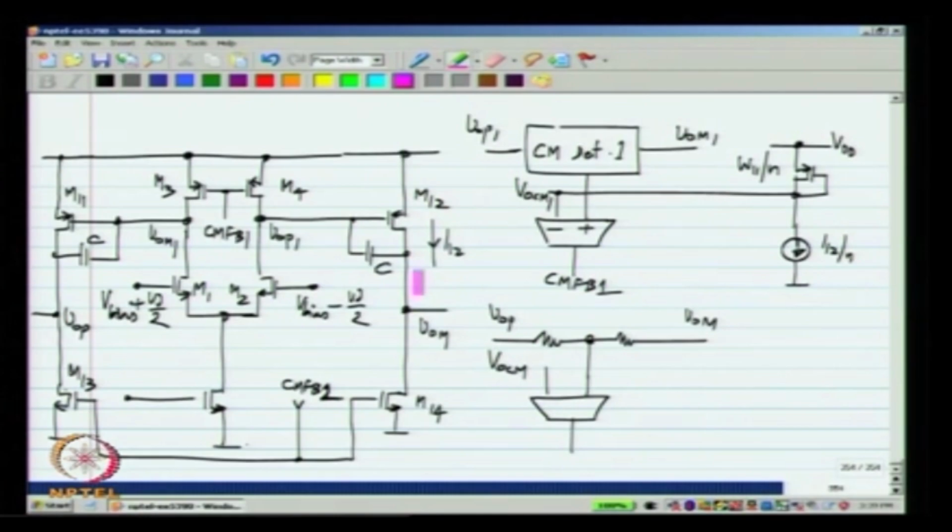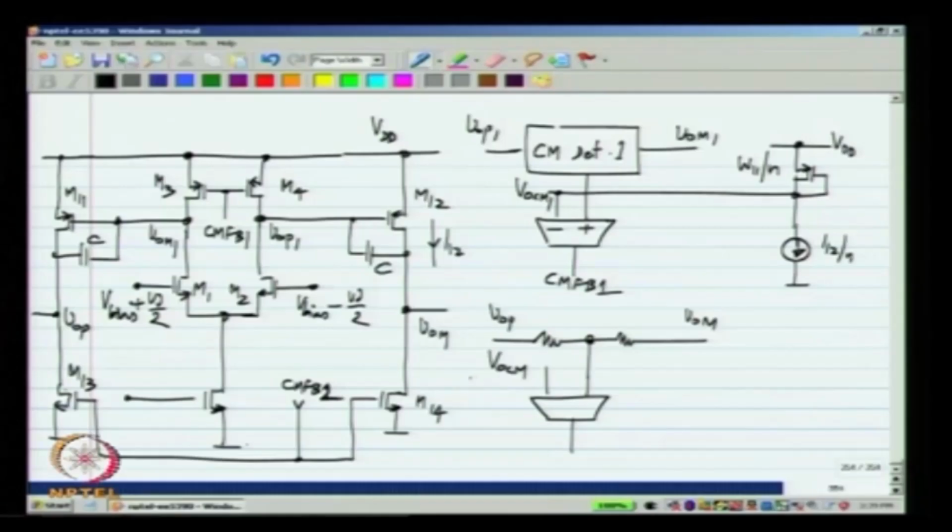And because the final output goes very close to VDD and also comes fairly close to ground, that is within 1 VD sat of VDD and ground, the output common mode voltage is frequently selected to be half the supply voltage, although this is not a sacred number and you could choose something else if that is required. For now, I will say this is VDD by 2.